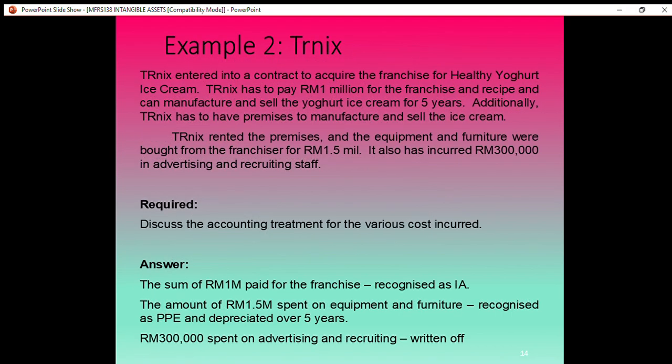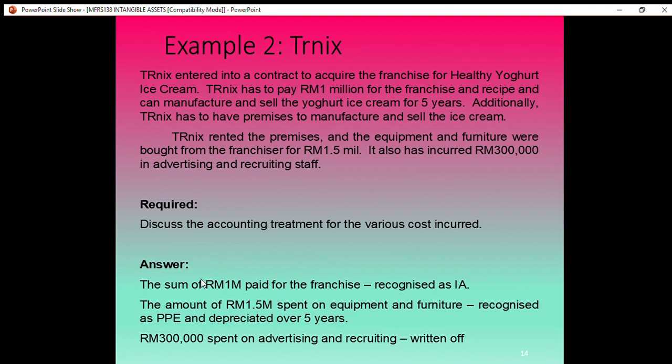Let's have a look at example 2 about TR next. I give you 1 minute to read the information given. Required: discuss the accounting treatment for the various costs incurred.